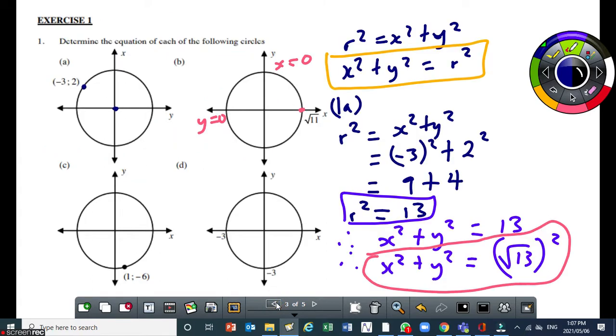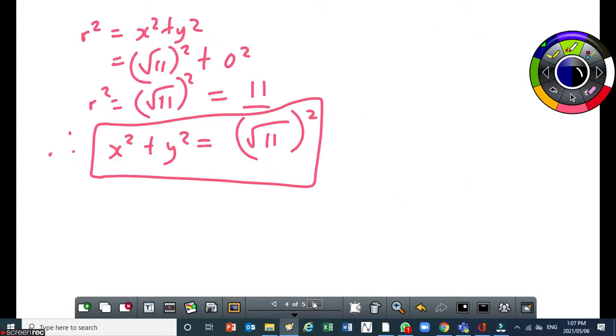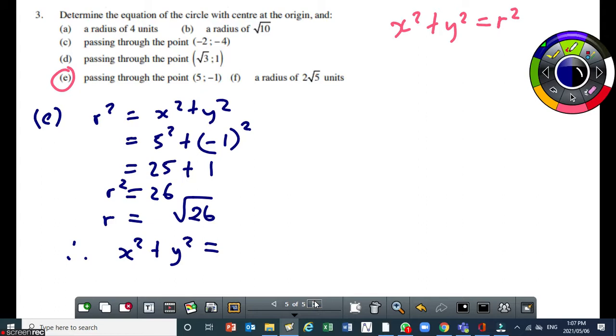Okay? Y is 0 here, and x is square root of 11. So it's different. Here I have to determine r. Your r will be square root of 26. Are you following that? Yeah.